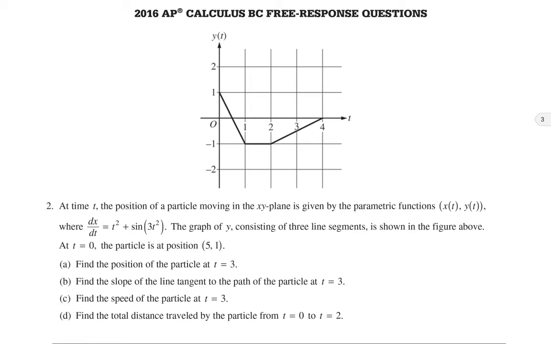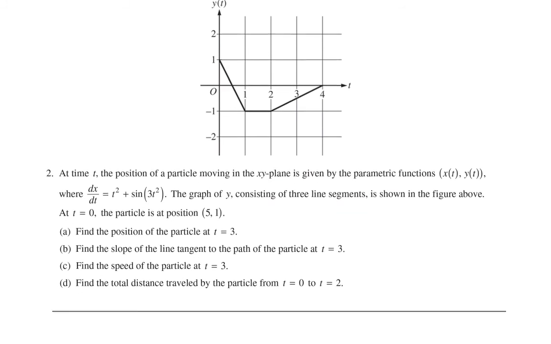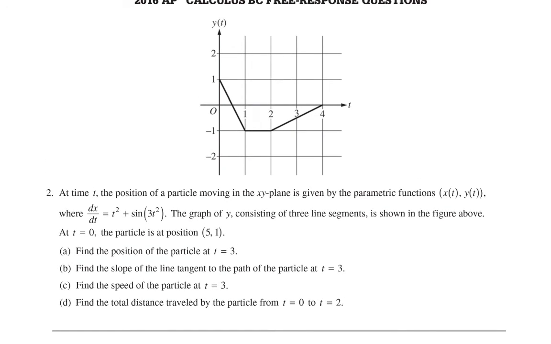At time t, the position of a particle moving in the xy plane is given by the parametric functions x of t, y of t, where dx/dt is given. The graph of y, consisting of three line segments, is shown above, and at t equals 0, the position is (5, 1). In other words, x sub 0 is 5, and y sub 0 is 1. Find the position of the particle at t equals 3.